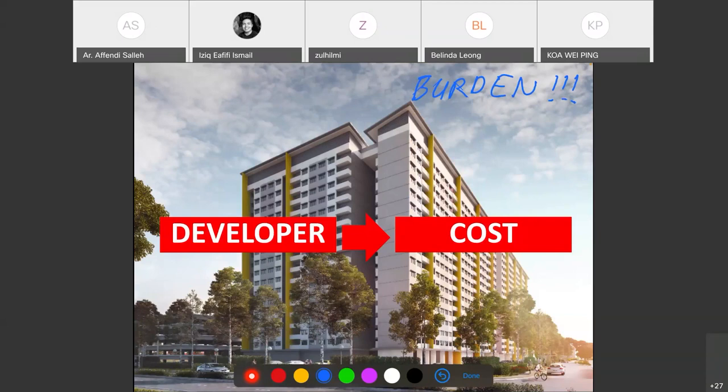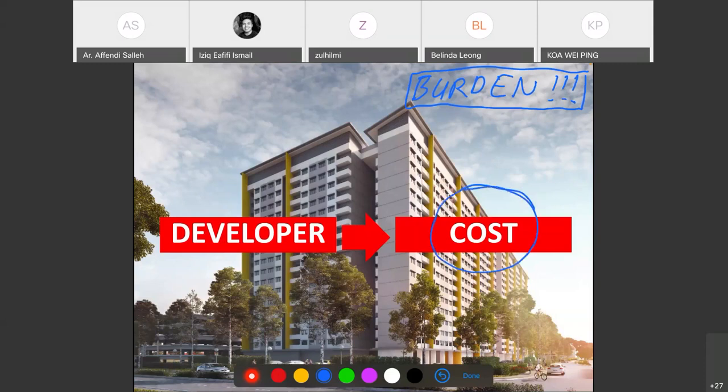The law says if you want to be a private developer, if your land size is such and such, we will impose on you to build affordable homes. There's no two ways about it. So this is a burden to them. And when it is a burden to them, they will make it as cheap as possible, but not too bad, so that it can still deliver a basic quality stipulated by the law, by the policy.